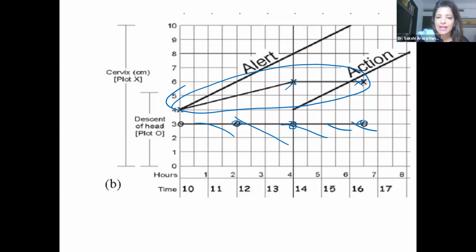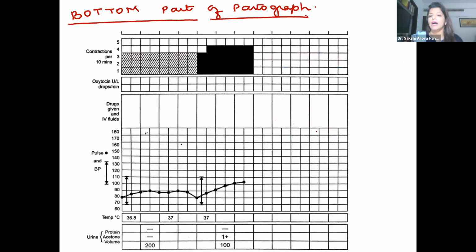As you can see, this line which is joining the cross mark is towards the right of alert line. And finally, this line has crossed the action line, right? Can you see this line over here? It is towards the right of alert line. It is between alert line and action line. And finally, this line has crossed the action line. That means in this particular partogram, the progress of the patient is not normal. Have you understood the middle part of the partogram? Right? Now the bottom part of the partogram.